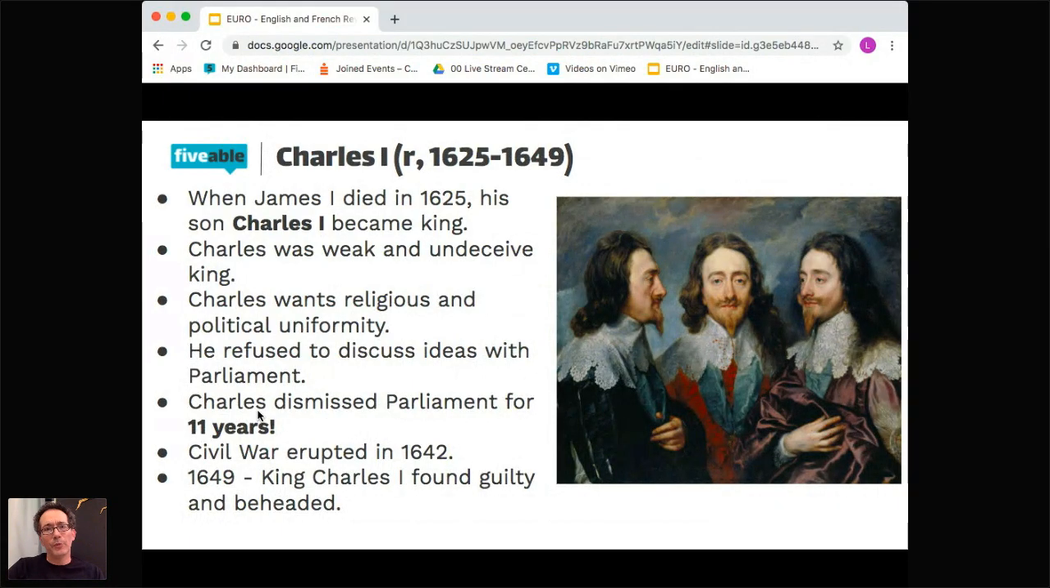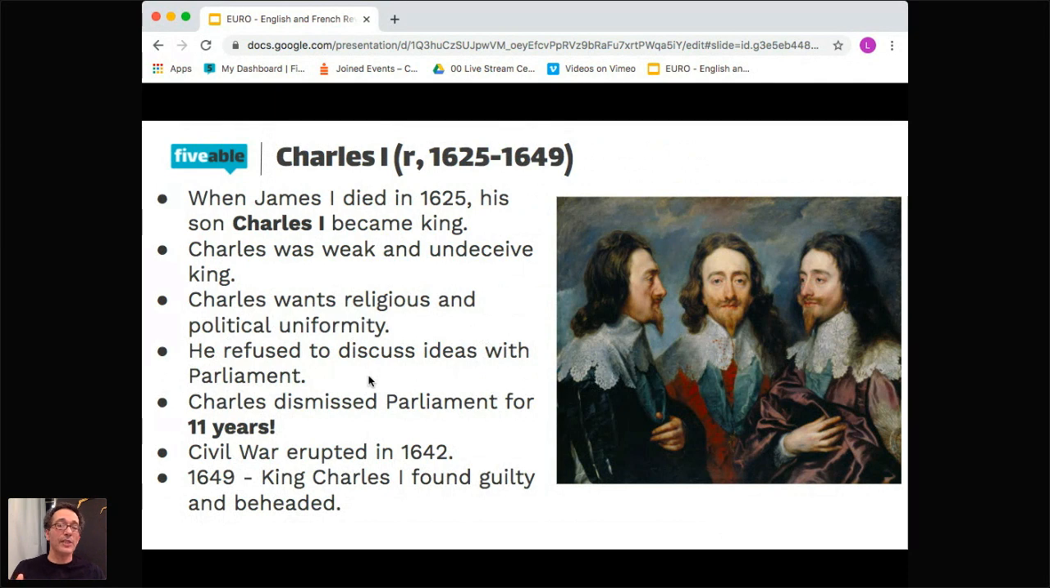So after James, we're moving into Charles I very, very quickly. When James dies, he's replaced by his son, Charles I, who was a very weak and indecisive king. One of my college professors basically said that anytime he had an opportunity to choose between the right decision and the wrong decision, he always chose the wrong option.